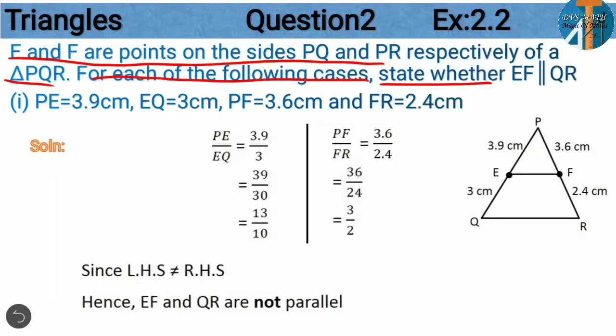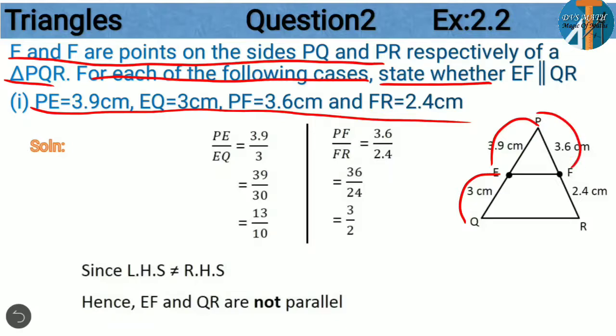So let's go for the first one. Here they have given the measurements: PE is 3.9, EQ is 3 cm, PF is 3.6 cm, FR is 2.4 cm. As you know, we have to check whether the other two sides are in the same ratio, that is PE by EQ and PF by FR. So first PE by EQ, that is 3.9 by 3, and PF by FR, that is 3.6 by 2.4.